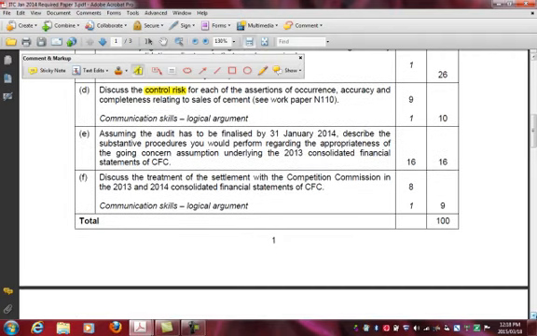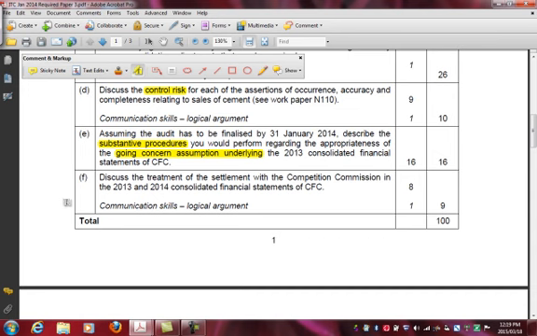Then Part E, assuming the audit has to be finalized by 31st of January 2014. Describe the substantive procedures you would perform regarding the appropriateness of the going concern assumption underlying the 2013 consolidated financial statements. Okay. And then Part F, discuss the treatment of the settlement with the Competition Commission in the 2013 and 2014 consolidated financial statements of CFC. So here we're having a look at, is this a subsequent event? Does it need to be adjusted for? And what adjustments are necessary?